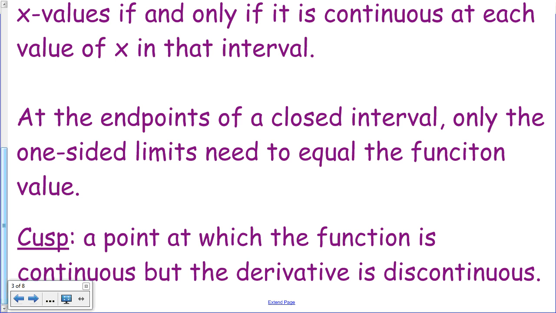And finally, they give us a definition of a cusp. And a cusp is a point at which the function is continuous, but the derivative is discontinuous. And we'll deal more with that definition. But what we see there is you have a sudden change in direction. You have a sudden change in slope. And so because of that, that's why the derivative is not going to exist there. It's not going to be continuous, actually.